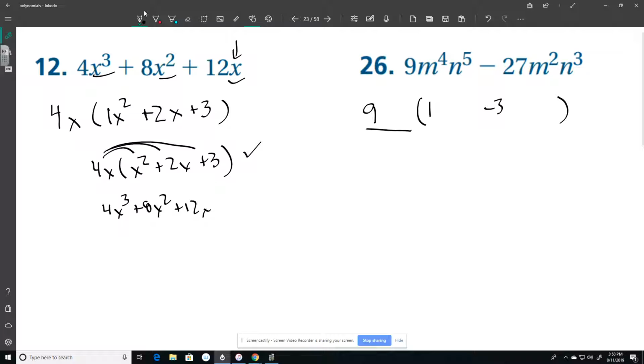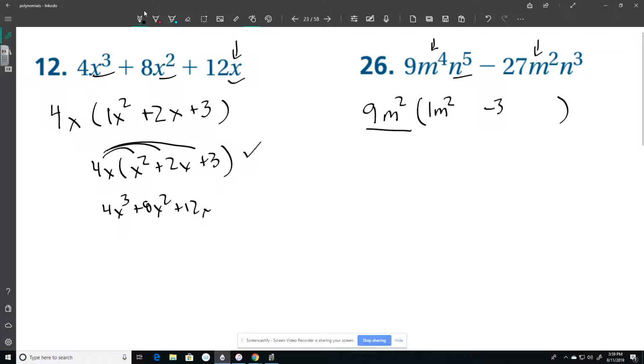Now let's look at the m's and the n's. So m's first. This one has 2. This one has 4, so I can only pull out 2 m's. When I take 2 m's from this one, there's no m's left. When I take 2 m's out of this one, I'm left with m squared. I'm left with 2 m's.